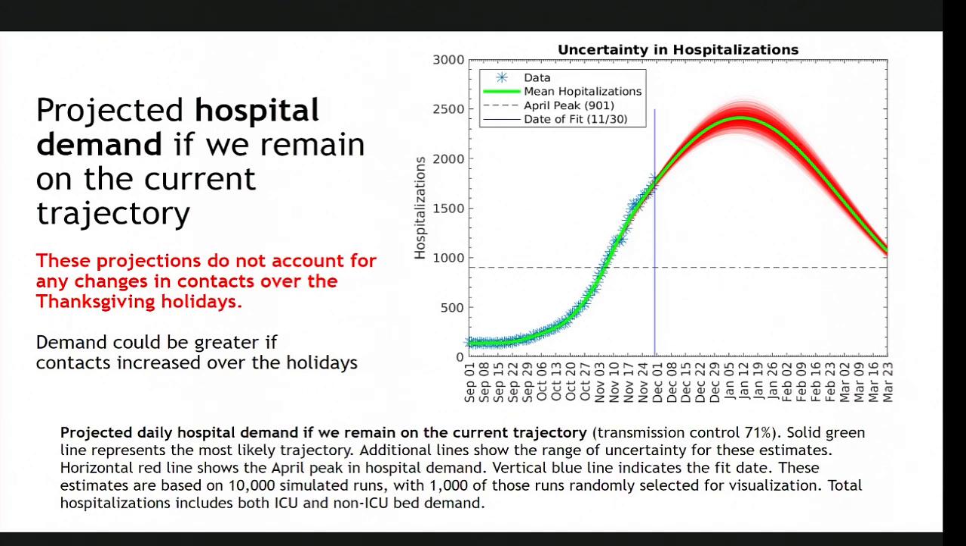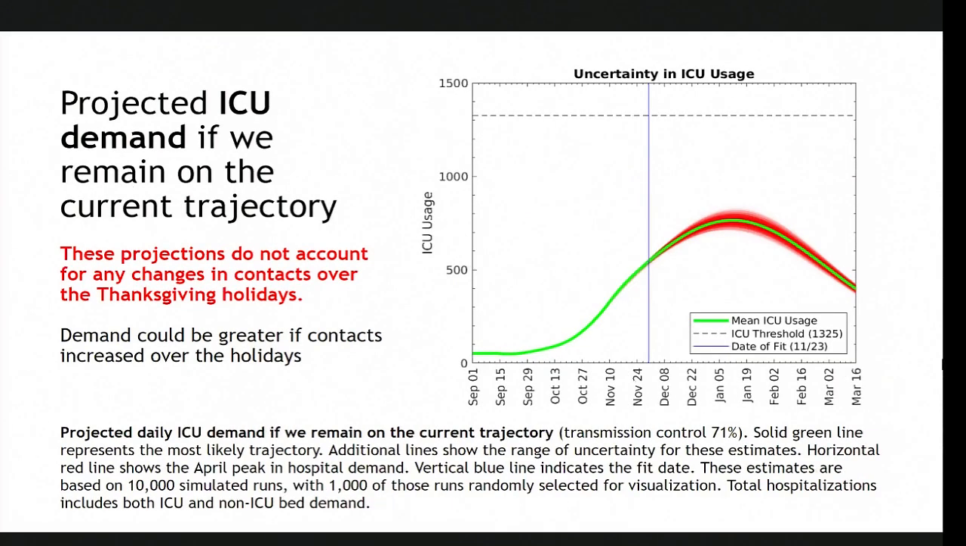The next slide shows the same, but now for ICU demand. The dotted line up at the top shows the threshold estimated for care of patients in the ICU with COVID-19. Again, projecting on the current trajectory, we have continued growth because R is still positive. So the line will continue to go up. Again, on this scenario of staying where we are, staying below the ICU threshold.